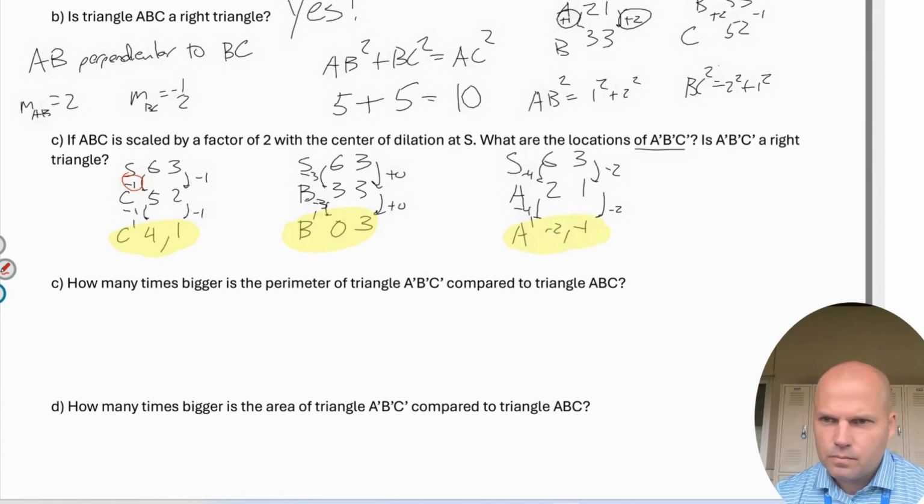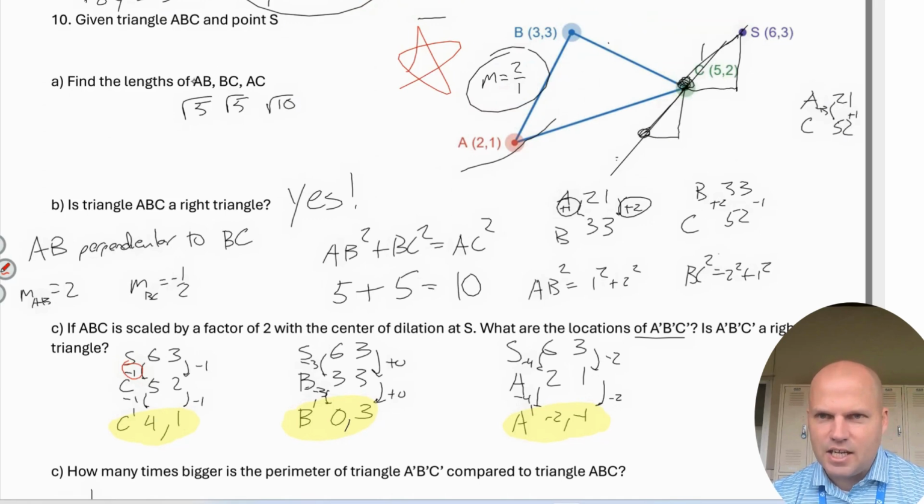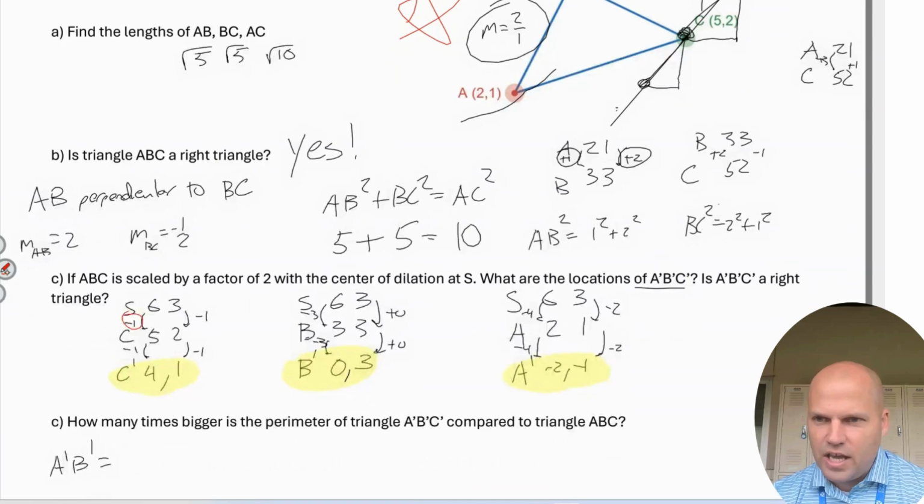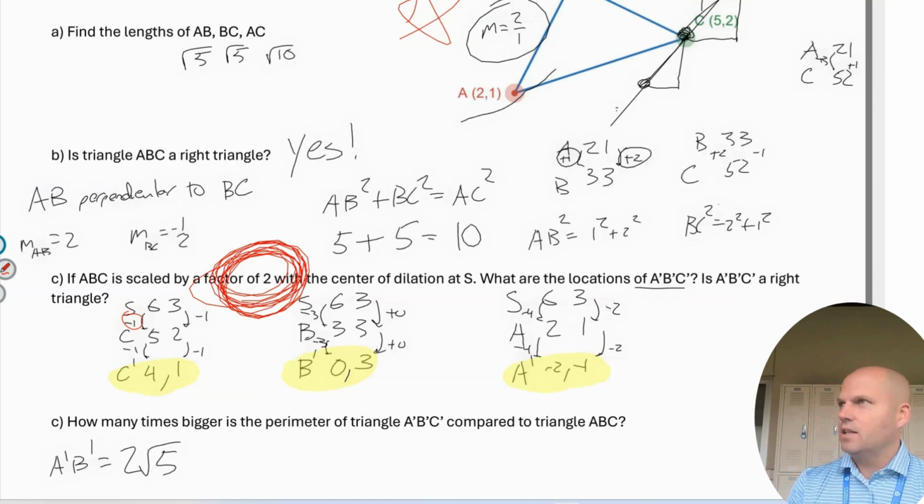A prime. How many times bigger is the perimeter of A prime B prime C prime compared to triangle ABC? You could spend a lot of time calculating the perimeter of your new triangle. You could look at A prime, B prime, C prime, and spend a lot of time wondering what this length is. Well, you know what the length is. It's going to be double AB because you are scaling things by a factor of 2. So you don't need to do anything. You have all the answers already.